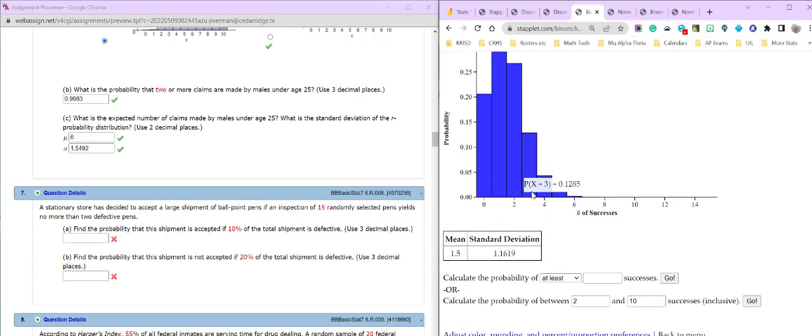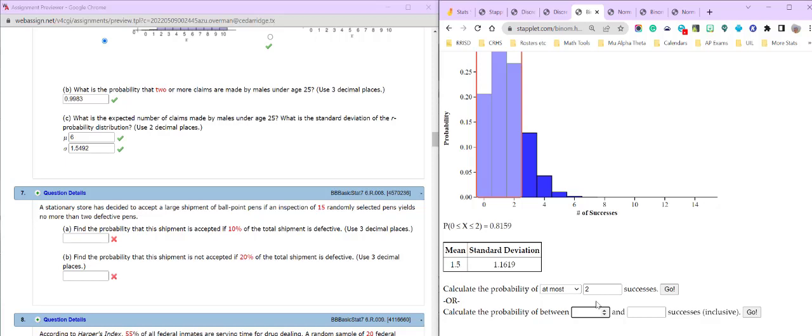So no more than 2 means you can have at most 2 defective, right? Or if you weren't so comfortable, you could say you have anywhere from 0 to 2, right? That would also work, and that would give you 0.8159 as your probability right there. So from 0 to 2 pens being defective, 81.59% of the time your shipment should be accepted.